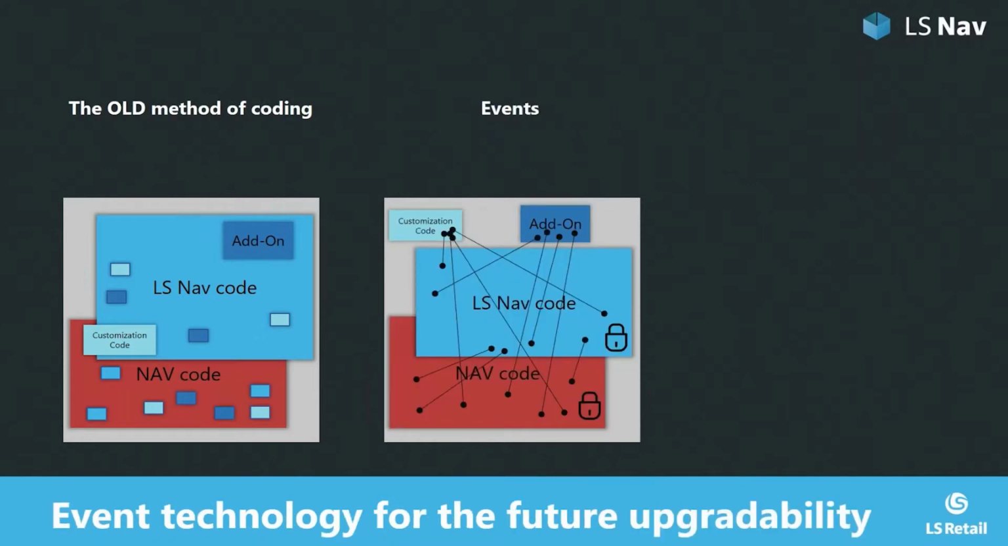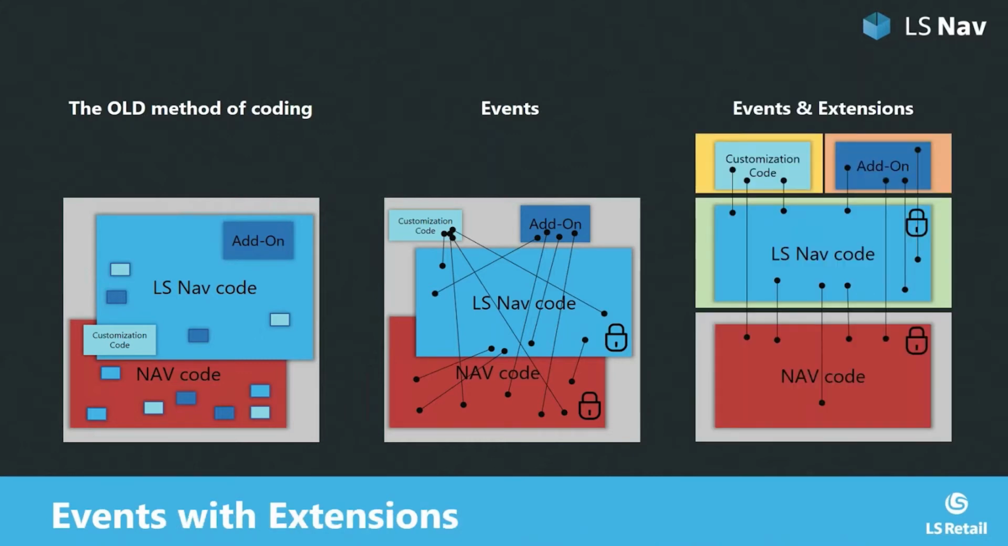Event technology gives you the ability to contain all changes and add-ons in a separate code space, then using events in standard code to trigger the extensions of the changes when needed. Event technology allows changes and customization without touching the standard LS Nav and Nav code. Extensions then go a step further by putting the separate code into separate silos and using events for communications. Extensions are needed for LS Nav 365 as software as a service, but not for LS Nav implementations.